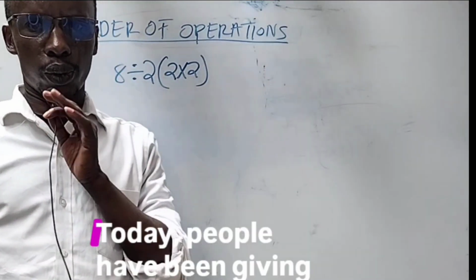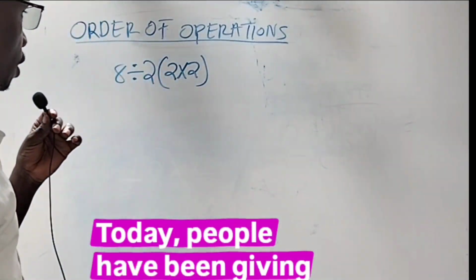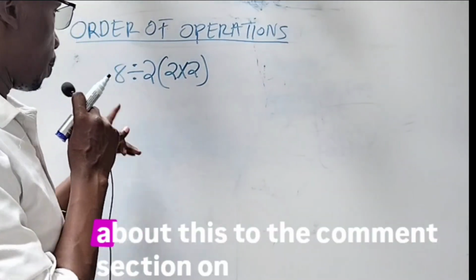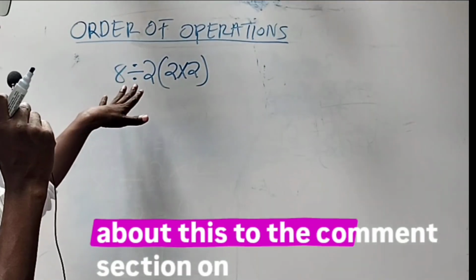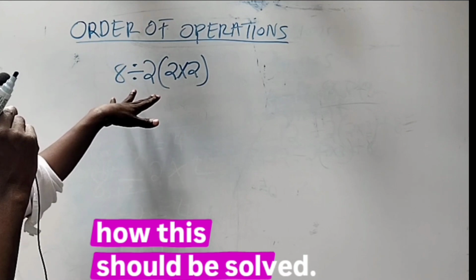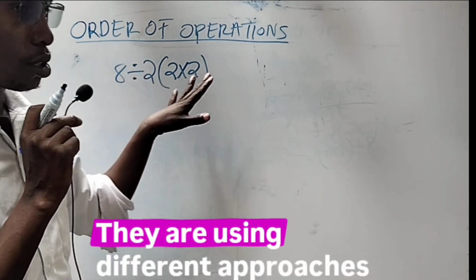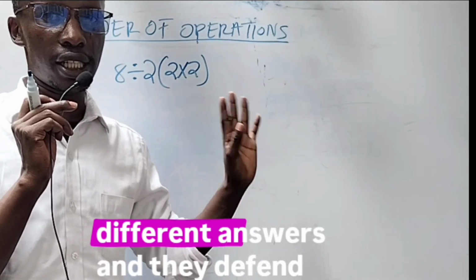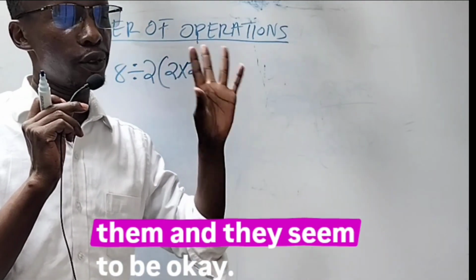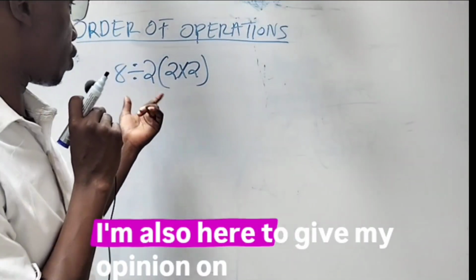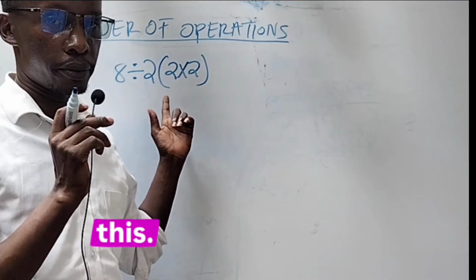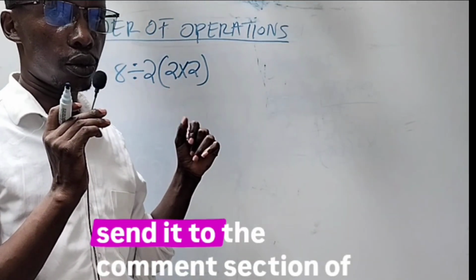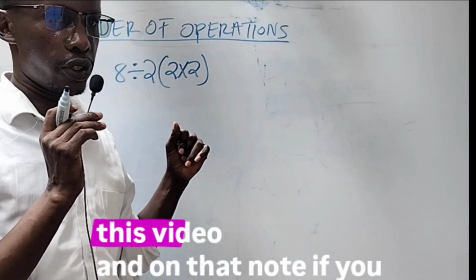Hello. Today, people have been giving various mixed opinions in the comment section on how this should be solved. They are using different approaches to the order of operations, which give different answers, and they defend them, and they seem to be okay. I'm also here to give my opinion on this. So, if you don't agree with it, just send it to the comment section of this video.